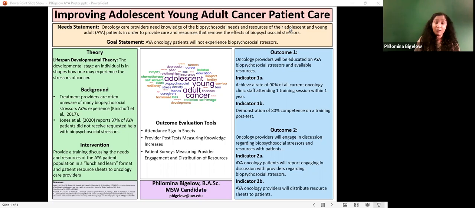Also, in regard to these resources, patients don't have to use them if they don't want to, but I just feel that it's important that they know that those resources are available and that they're there so that they can use them as they wish.